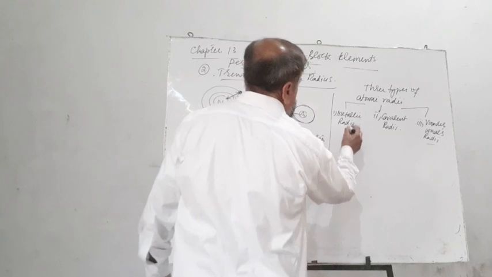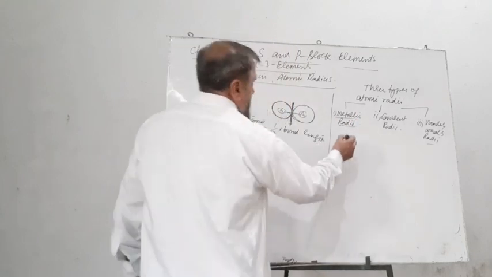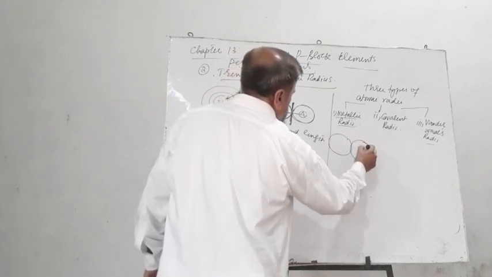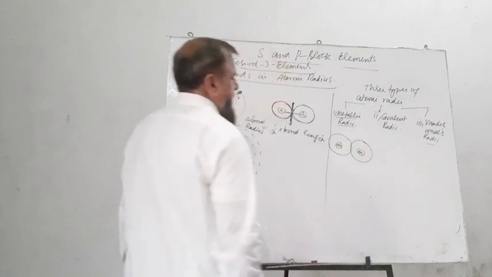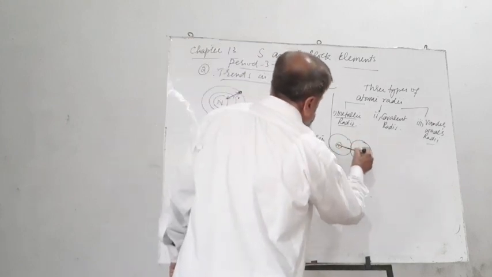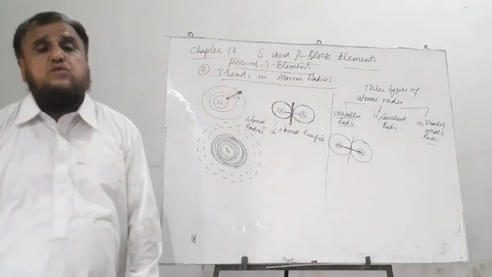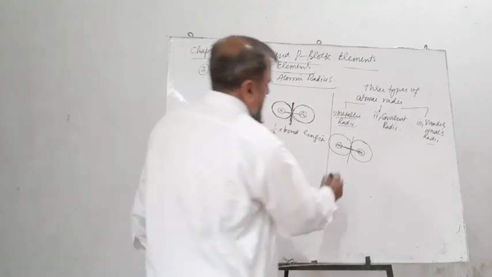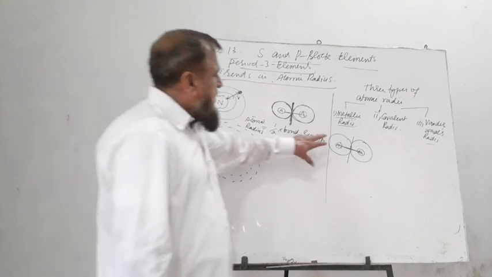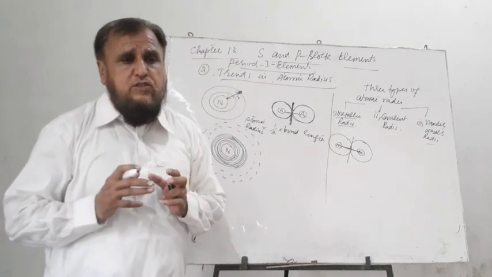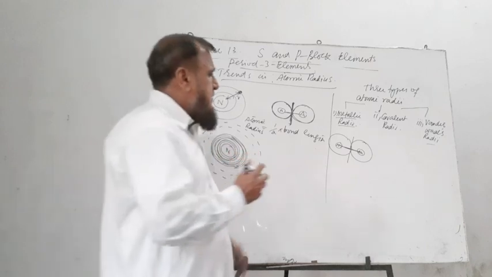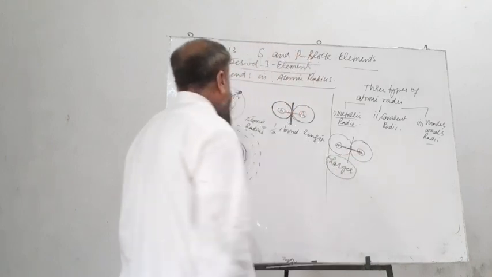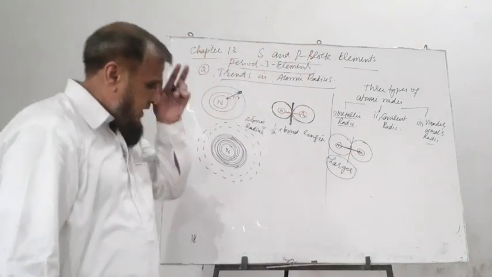Metallic radius may be defined for two metal atoms in close packing. Let us suppose we have sodium atoms closely packed together. One half the distance between two metal atoms in contact in a close packing arrangement is known as the metallic radius. As metals have loosely bonded electrons, the electronic cloud is expanded. Therefore, metallic radii are usually larger.